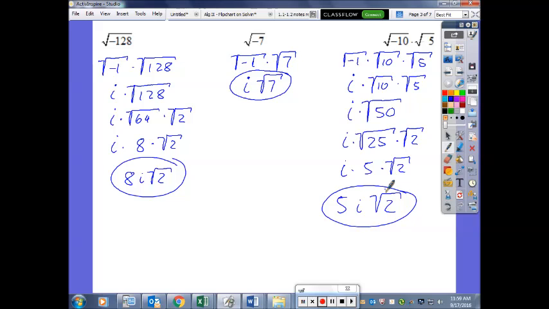See, i helps us a lot, and all we really do is we pull out the -1, make the rest of the numbers positive, and instead of the square root of -1, we just write i, and we're done. Pretty neat, isn't it?